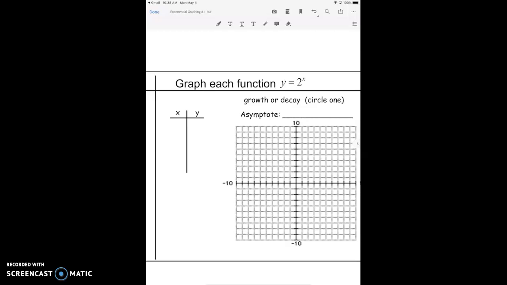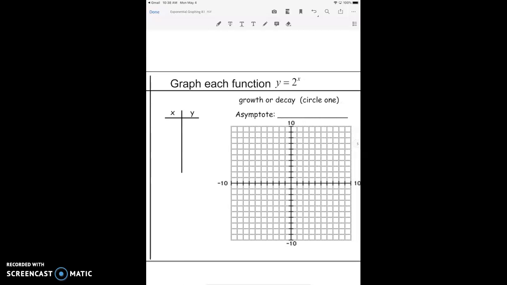So now let's graph one really quick here. We're going to figure out if it's growth or decay. Right away, I should be able to tell what it is based on the fact that I see a 2 here, right? So in this case, B is 2, so that would tell me I have a growth.